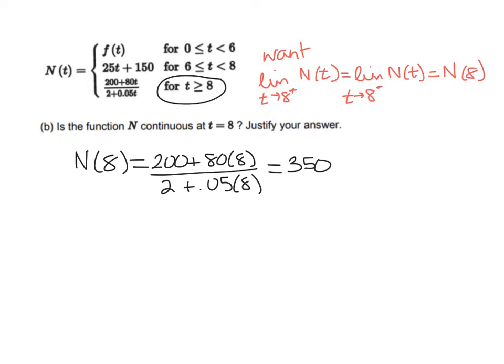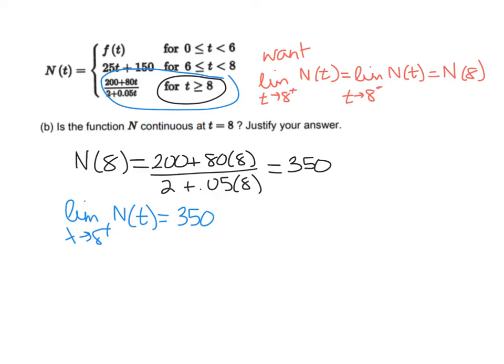Next thing I'm going to do, the second easiest one, is going to be the limit as t approaches 8 from the right-hand side. The reason that one actually is easy is because 8 from the right-hand side is going to be that bottom equation that I just did. I know that that's going to be 350. And actually, you probably should, just in case, write out all the work for that, just to show that you know exactly what you're doing for that one.